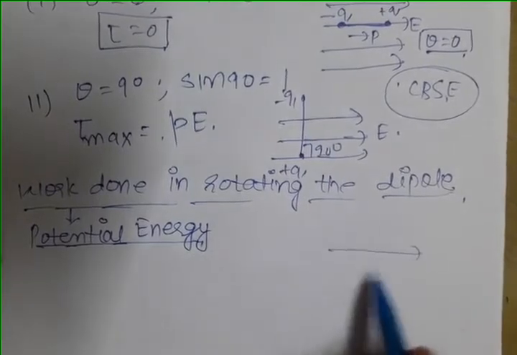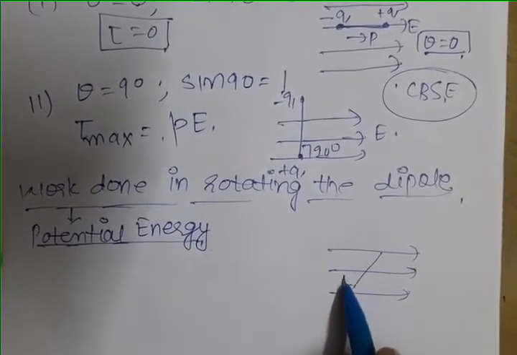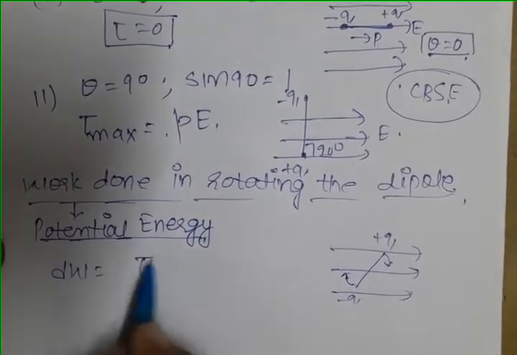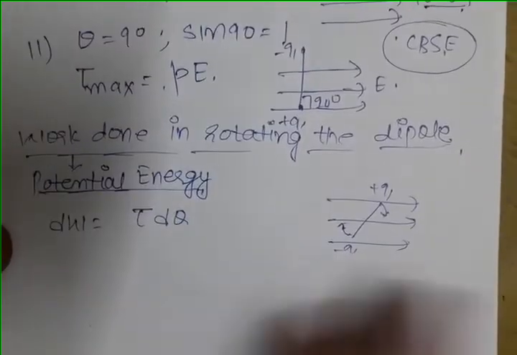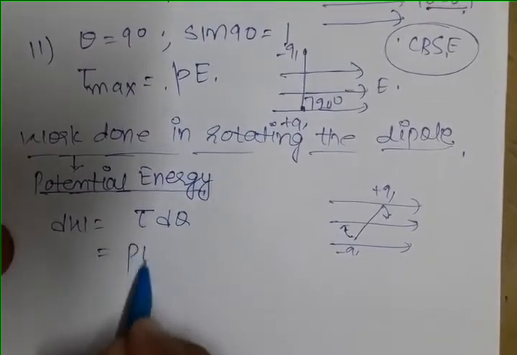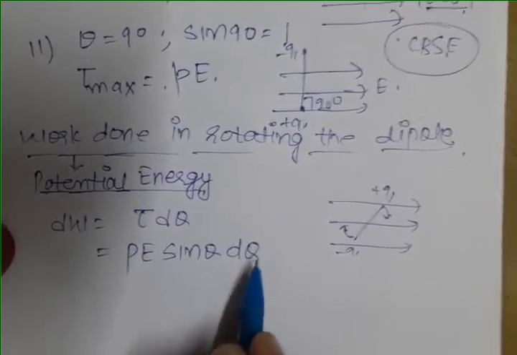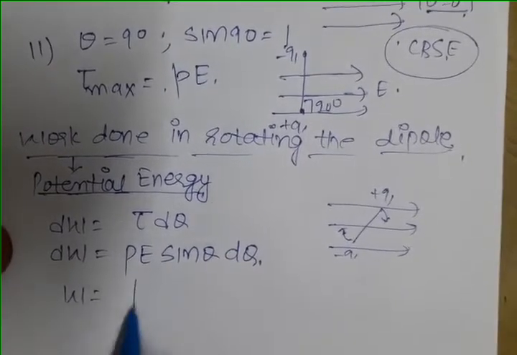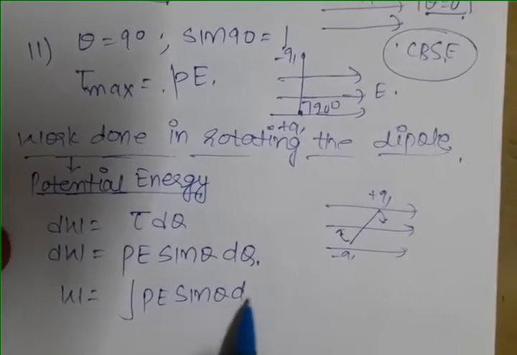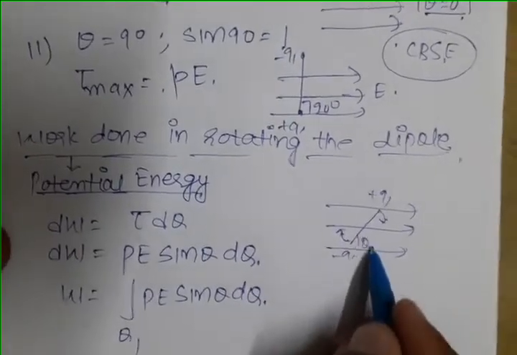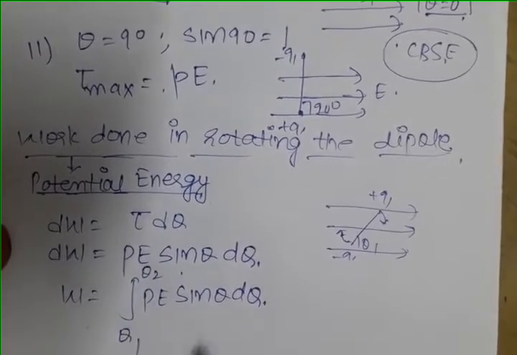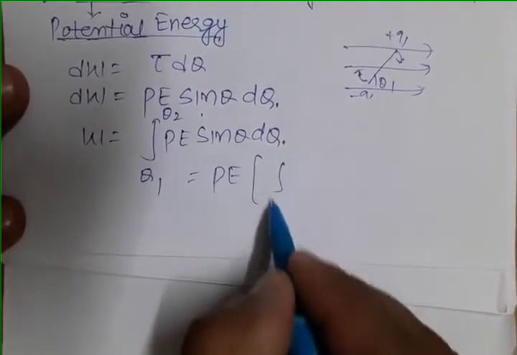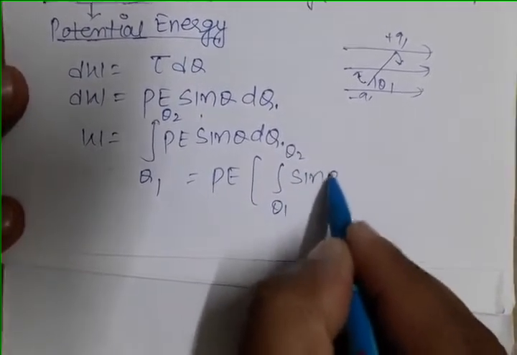So my dipole was in equilibrium, and from equilibrium I have to shift it. So I will do work. Work done is given by tau into d theta, since I am giving angular displacement, not translation. Put the value of tau: pE sine theta into d theta. This is the work done. Now I have to rotate it. Total work done can be calculated by integration of pE sine theta d theta, starting from theta 1 and later, when it is rotated, theta 2. Take p outside, E inside. Inside is the integral from theta 1 to theta 2 of sine theta d theta.